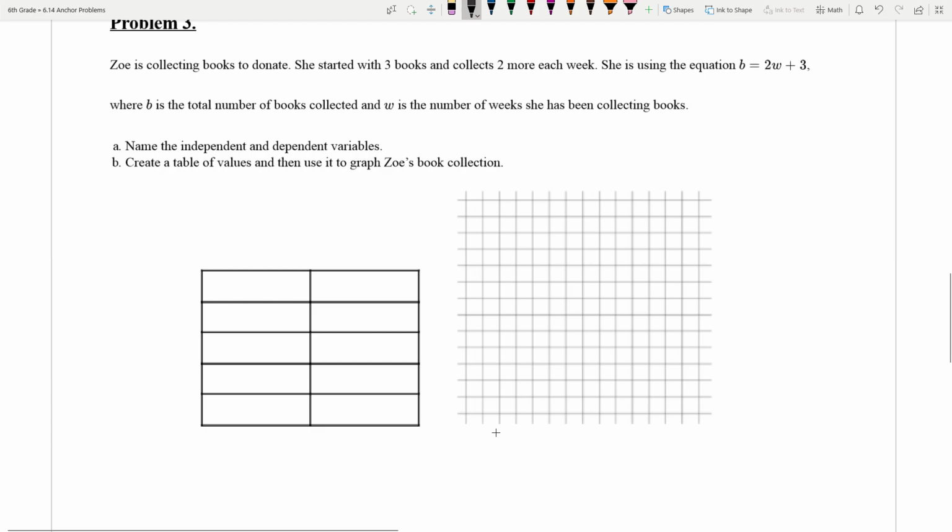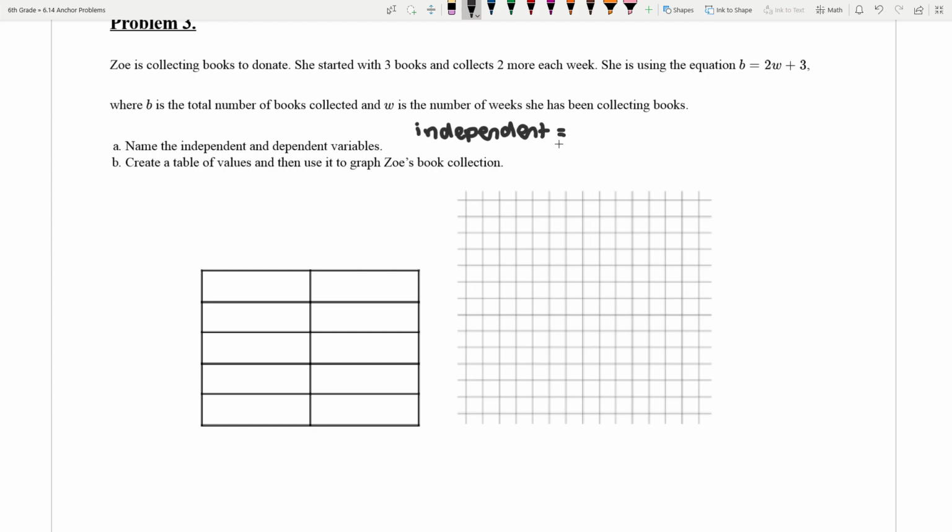Zoe is collecting books to donate. She started with 3 books and collects 2 more each week. She's using the equation B, books, equals 2W, weeks, plus 3, where B is the total number of books and W is the number of weeks she's been collecting books. See, it's right there. The independent and dependent variables. Fine. The independent?